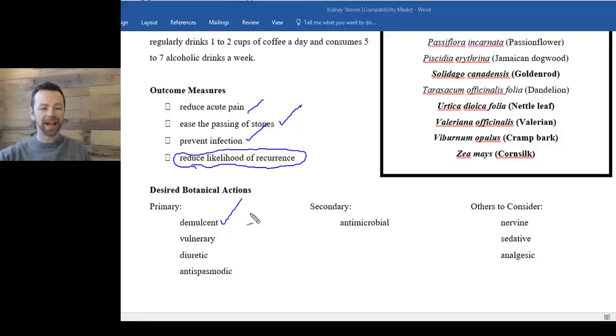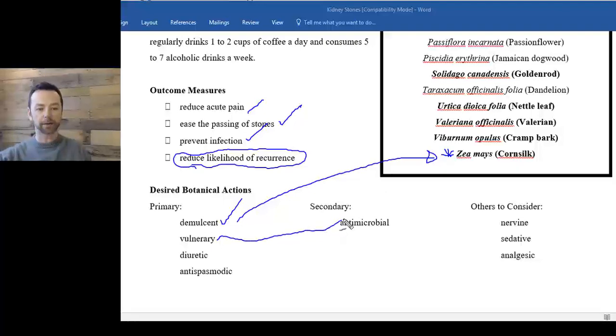Demulcent, sure. How much can we really have an effect as a demulcent in the urinary system? Some say a lot, some say not much at all. Zea mays tends to be held out, and it is a herb that I like, as a primary demulcent for kidney stones. However, I think its best action is actually as a vulnerary.